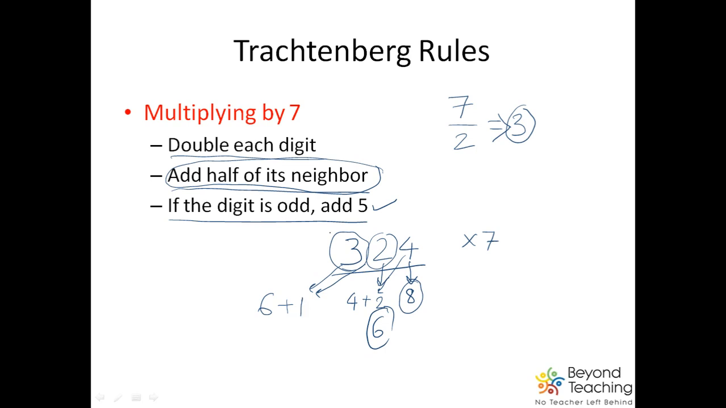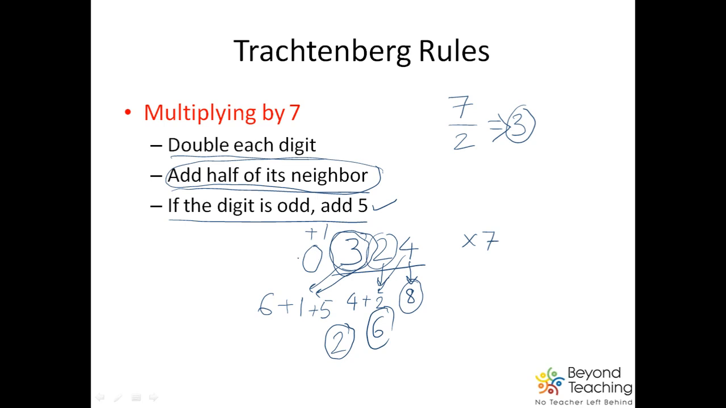And if the digit is odd, now this 3 is odd, so you need to add a 5 to it. So 6 plus 1, 7 plus 5, 12. Now remember, we can't write 12 here as it is. There is a carryover. So you get a 1. And you can precede that 324 with a 0 and again apply the same rule.